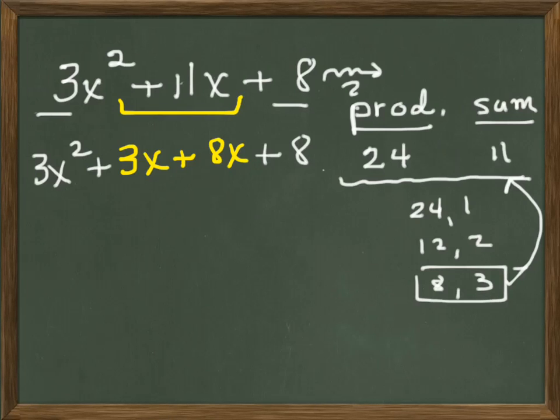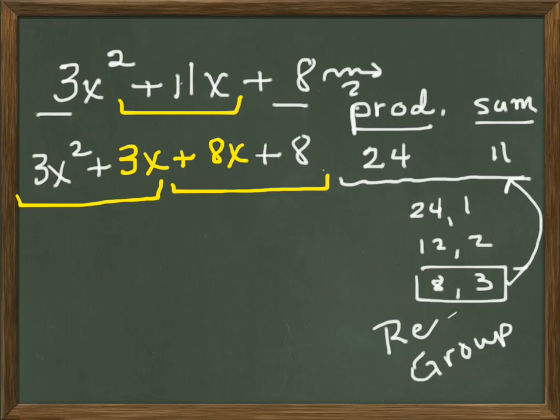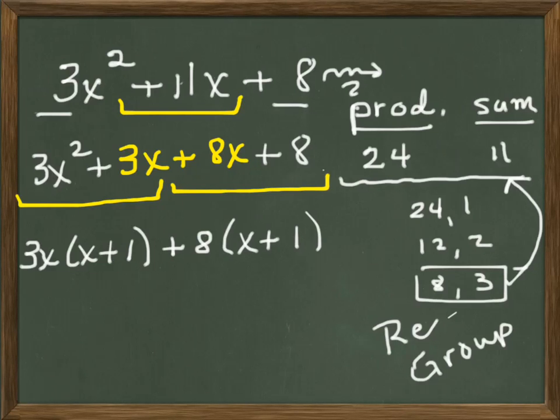Now we're going to take those four terms and we're going to regroup. We're going to put the first two terms together and factor out. We're going to put the last two terms together and factor out. So we can factor out a 3x and we get x plus 1. And then we can also factor out a plus 8 and we have x plus 1 again.